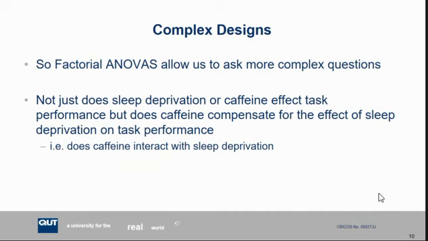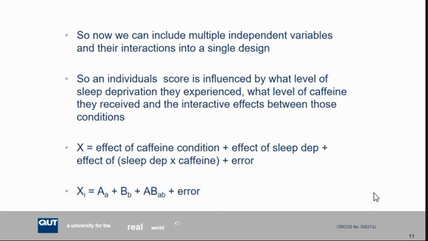So these more complex designs that we're going to be moving into and looking at over the next couple of weeks are fabulous in that they allow us to ask much more complex questions. Not just about the effect of sleep deprivation or the effect of caffeine, but do these IVs work together? Does caffeine actually compensate for the effect of sleep deprivation? That is a more complex question. In other words, does caffeine interact with sleep deprivation in its effect on recency discrimination scores? So now we can have designs where we include multiple independent variables and their interactions into a single design.